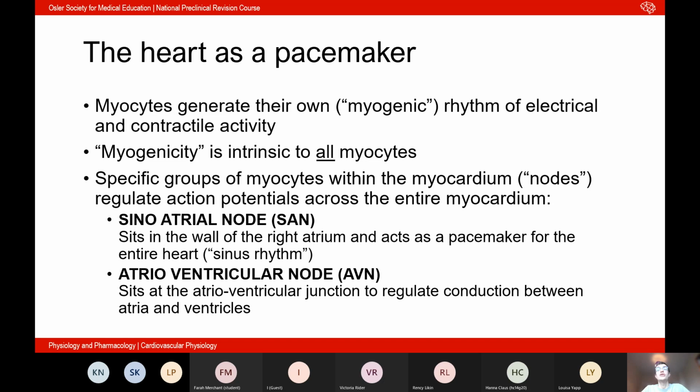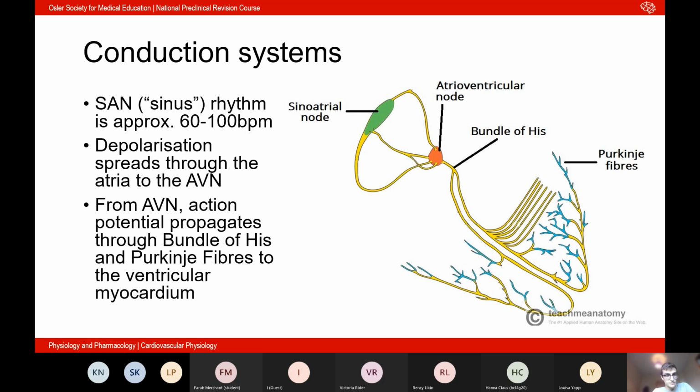That's because these nodes govern the rate at which all the cells in the myocardium depolarize and contract, which is obviously really important to generate the cardiac cycle that we need if we're going to have blood moving effectively through the circulation. And obviously, you know what these nodes are. They are the sinoatrial node, which is up in the right atrium, and the atrioventricular node. So these form an important conduction system.